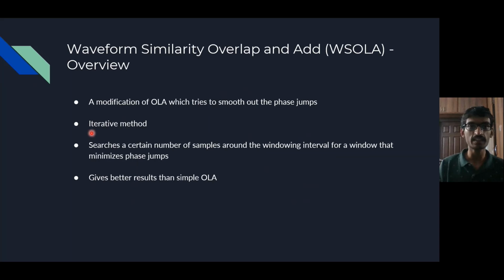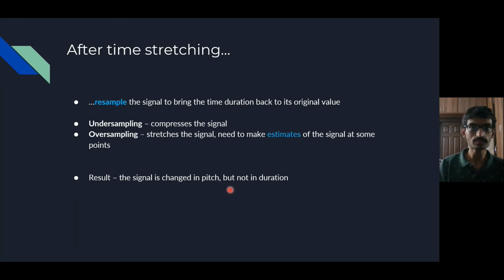It's an iterative method which in each iteration searches a certain number of samples around the windowing interval for a window that minimizes phase jumps. So it's basically a modification of the previous technique. And in fact, it gives better results than simple overlap and add. Apart from this, there are many other techniques to time stretch a signal as well.